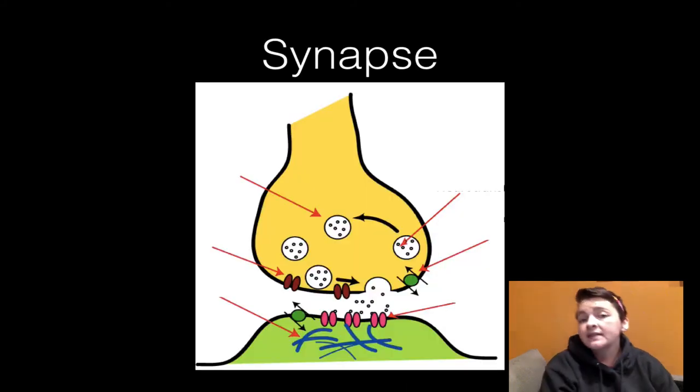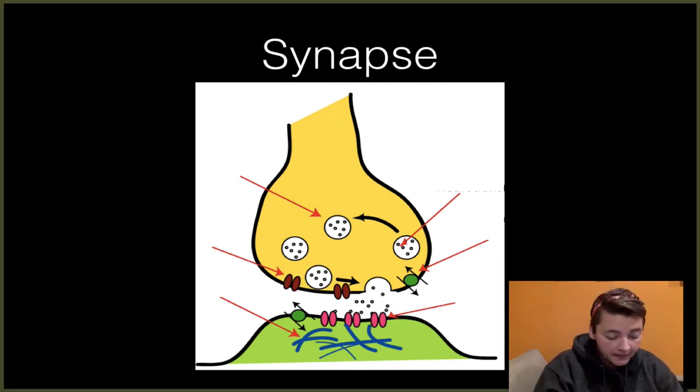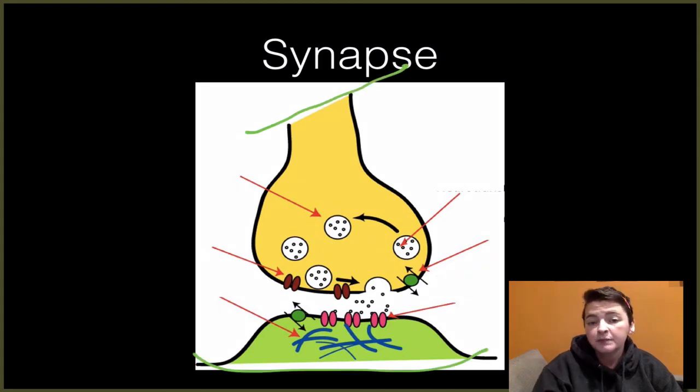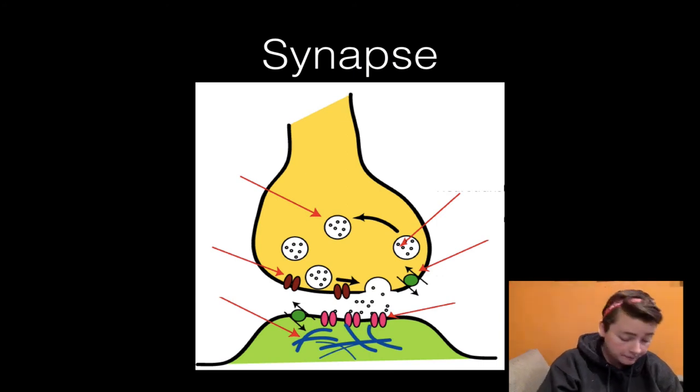Once the message reaches the end of the axon, it's going to come to the synapse. The end of the nerve doesn't actually physically touch the next thing that's there. It could be another nerve, it could be a muscle, it could be a gland. The synapse is the area or the joint between the nerve and whatever's next. At the synapse, in order for the message to get from the nerve to the next thing, there are neurotransmitters.